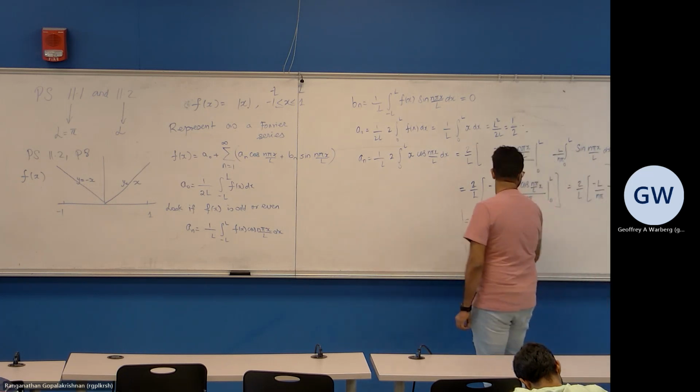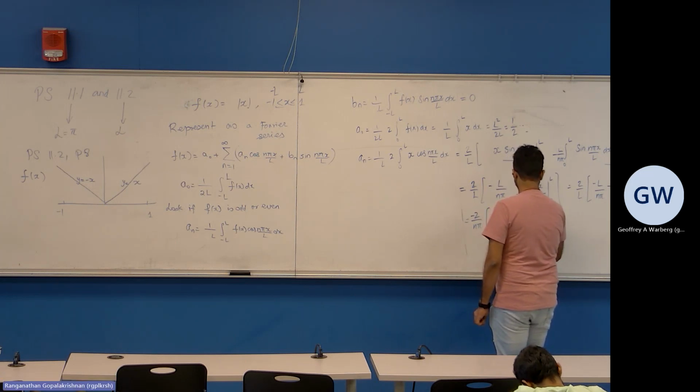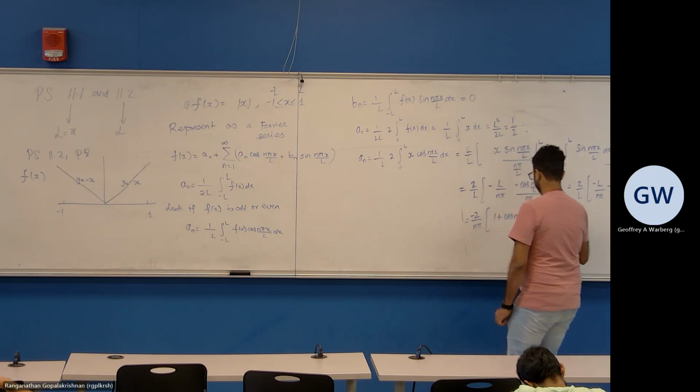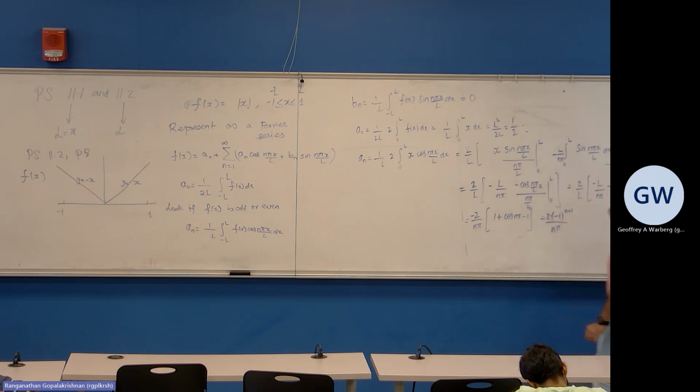Get 2 over n pi minus 2 over n pi times 1 plus cos n pi minus 1. This is minus (-1) power n plus 1 times 2 divided by n pi. Am I correct? Did I miss something?